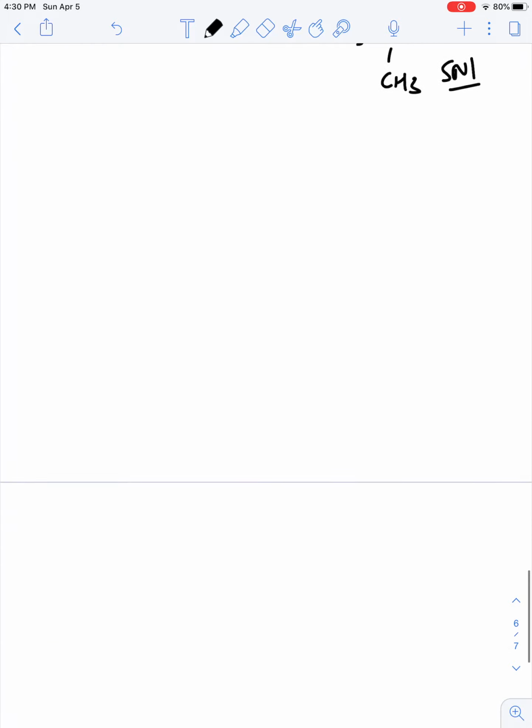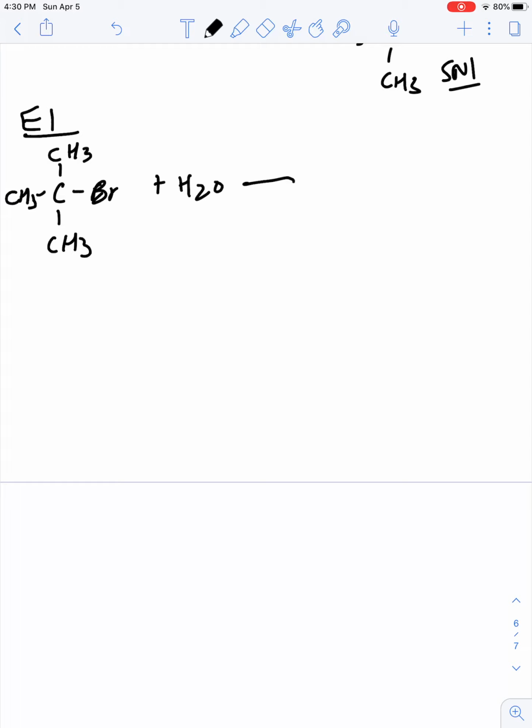The first step is going to be the same for the E1. So elimination, E1, or beta elimination, all of these terms are used interchangeably. We're going to have our substrate plus water. Again, water is going to be our base or our nucleophile in this reaction. So we're going to have dissociation, or formation, of our carbocation.